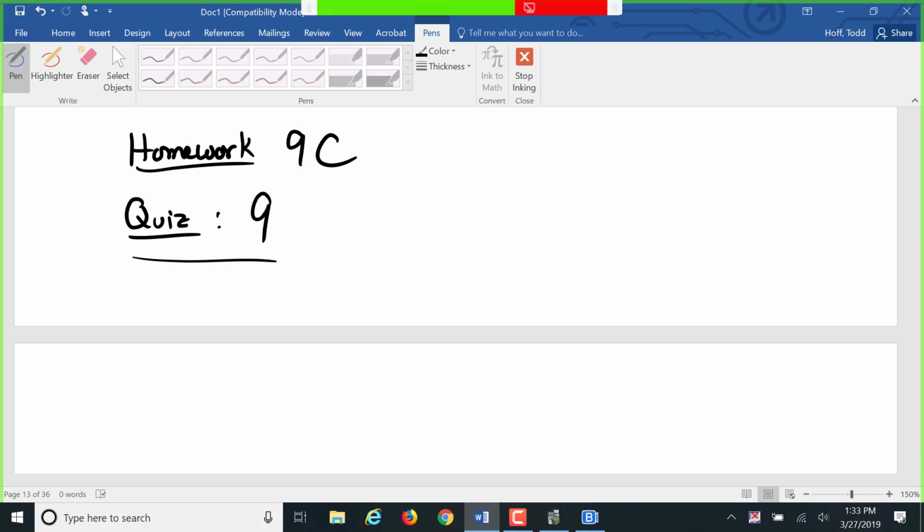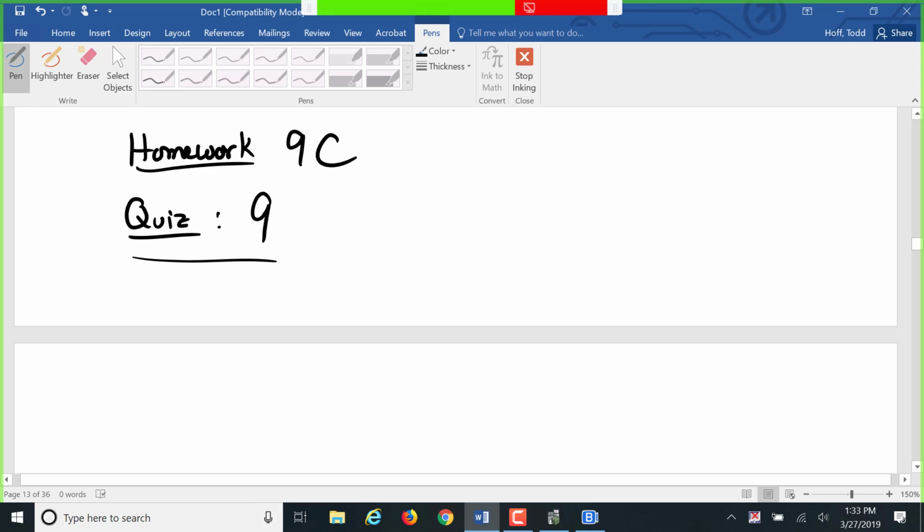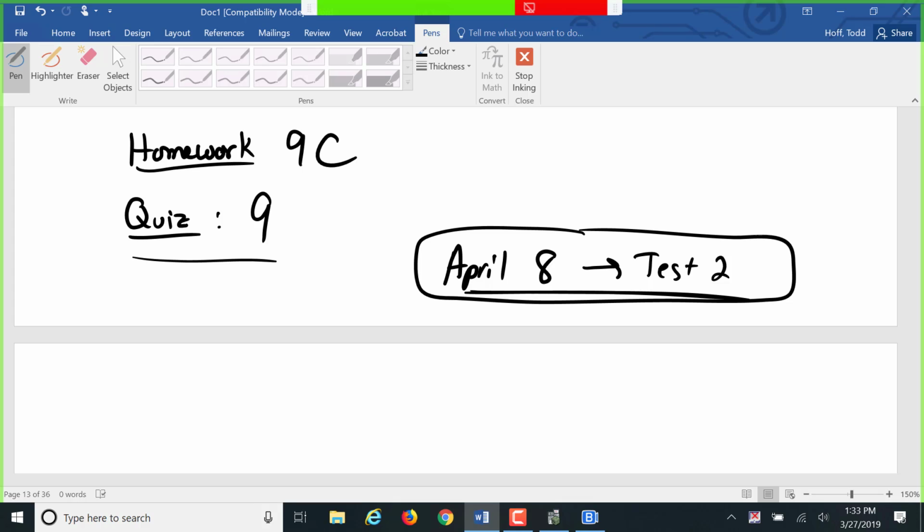Remember, next week is week 10. The first day of the following week, week 11, is our test. So that is April 8th, I believe, is test 2. Make sure there is a review sheet posted out there for that test. Make sure you're looking that over to see if you remember the stuff from before spring break, so that we're ready for that.